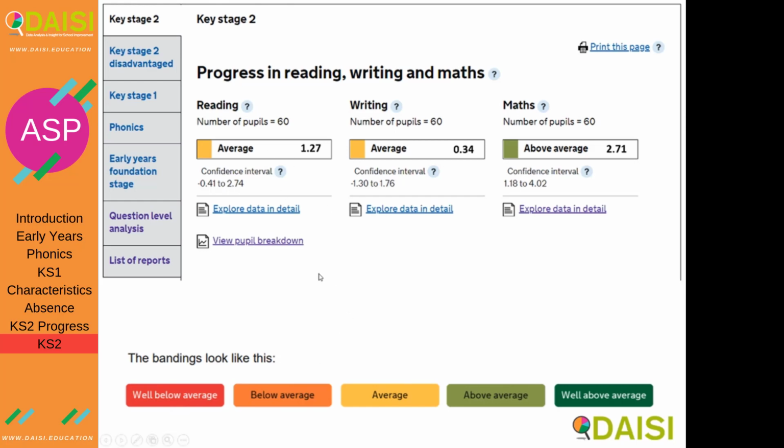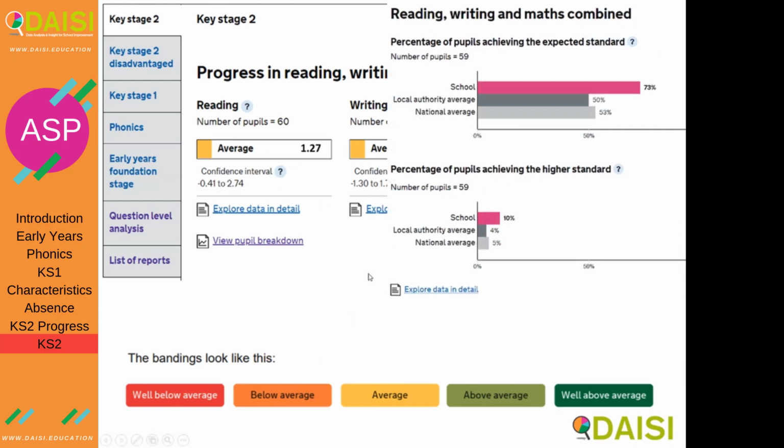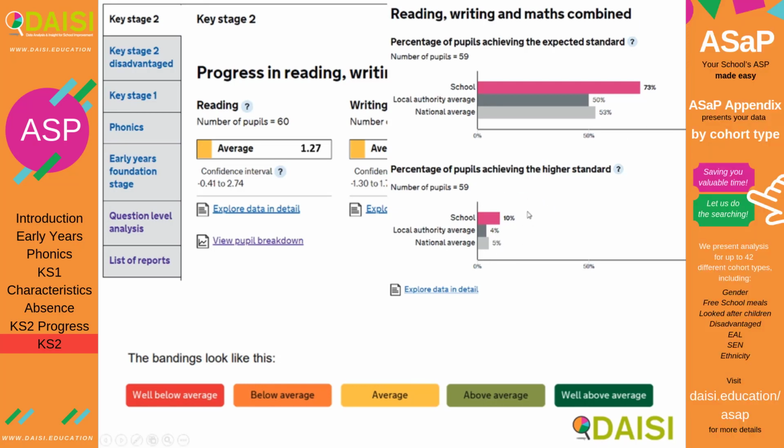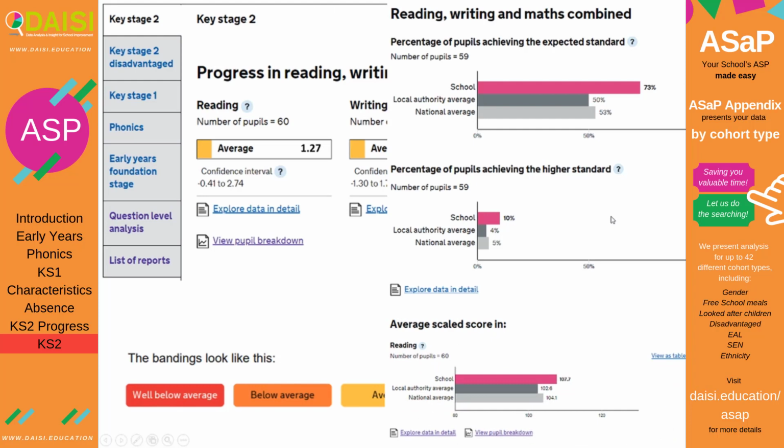This Key Stage 2 tab continues with reading, writing and maths combined, both at the expected standard and at the greater depth, the higher standard. However, I have not known any Ofsted inspectors to use reading, writing and maths combined at the higher standard. I have seen them use reading at the higher standard, maths at the higher standard and writing at the higher standard, just not the combined figure. Between these two figures, we have the floor standard. And then we have the average scaled score.